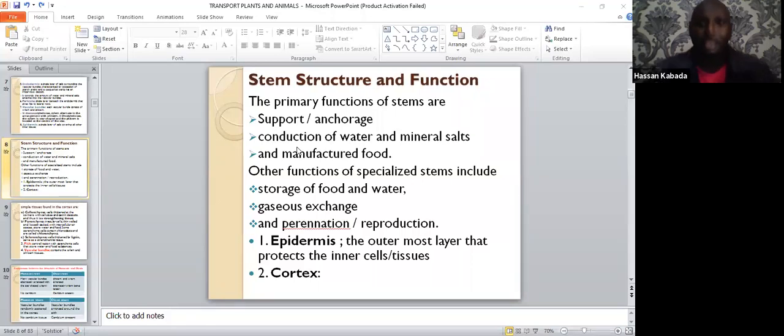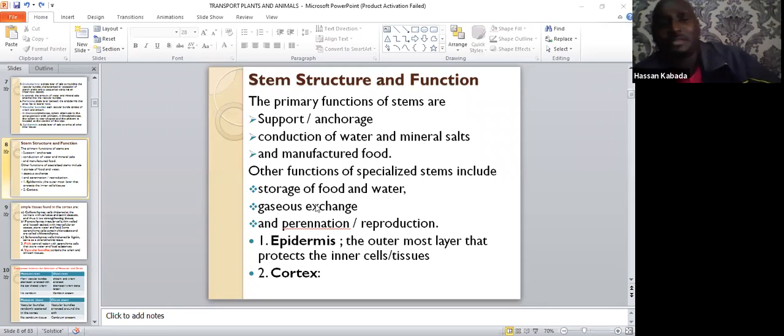That's why they are there. Then we have other functions of specialized stem now. We have some stems that are specialized to perform other functions, like storage of food and water. So the stem in some plants store food in terms of starch, others store water. Those are the fleshy, the succulent stem, they store water, especially in arid areas.